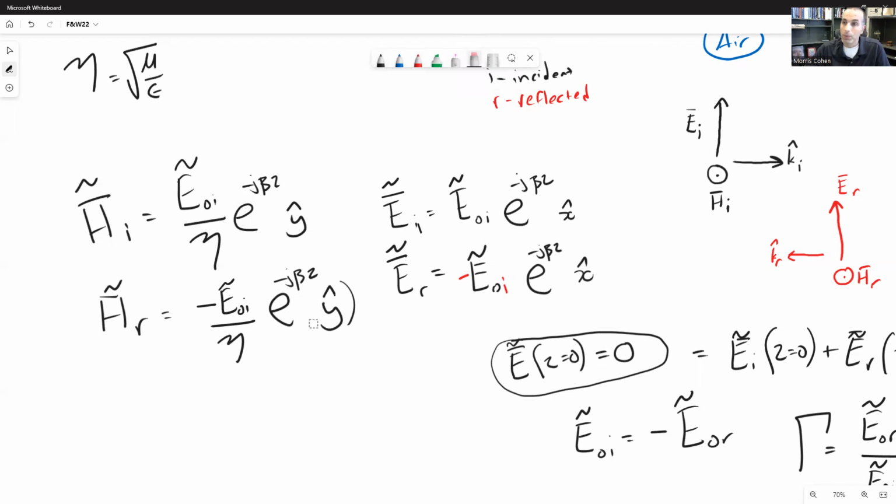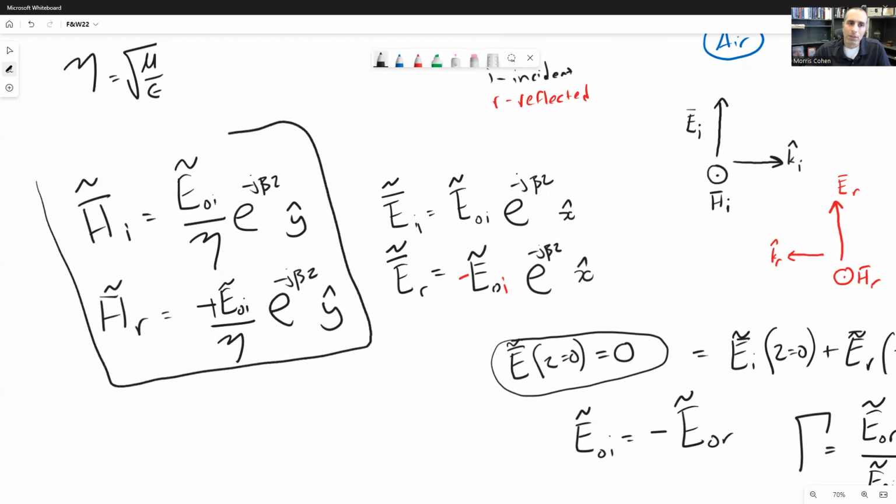One of those negative signs was to account for the fact that E cross H has to equal the direction of propagation. The other negative sign was simply taking this electric field and dividing it by eta. So let's cancel those two out. This will become a positive. And now we've determined what our magnetic field is, both for the incident and the reflected magnetic field. Now notice for the magnetic field, the reflection coefficient is different. It's actually positive 1. Gamma is positive 1 for the magnetic field H.